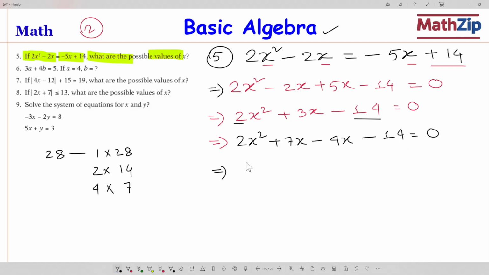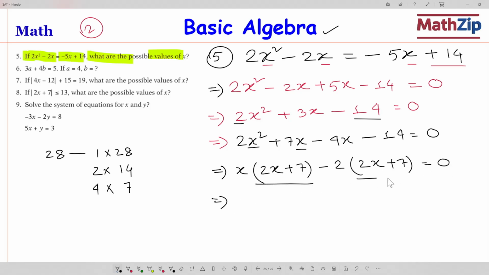Then we can take common what? Here is x², here is x. So x common, 2x + 7, and here, with the minus, we can take common 2. So again 2x + 7. Then here the common thing is 2x + 7. We take common 2x + 7, and here is x − 2 = 0.